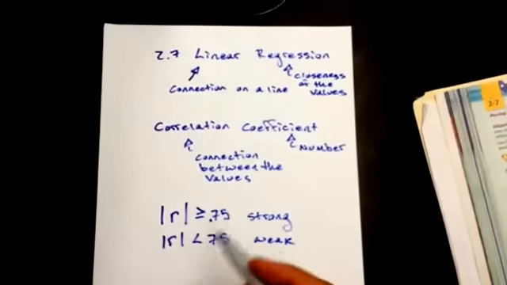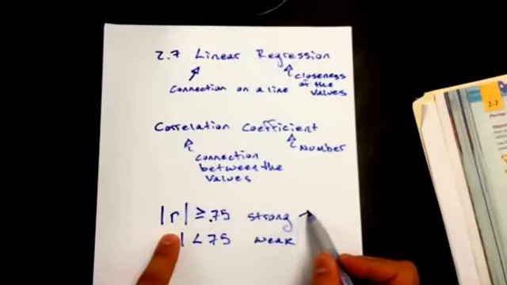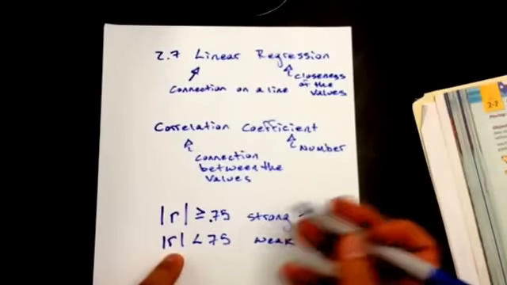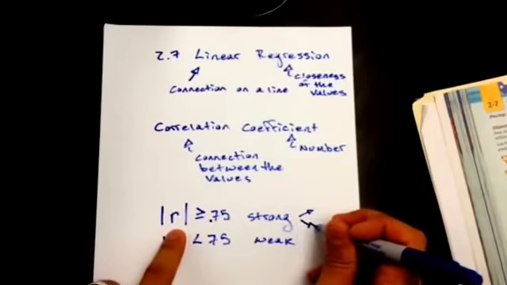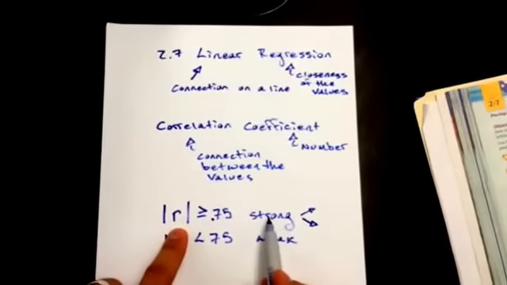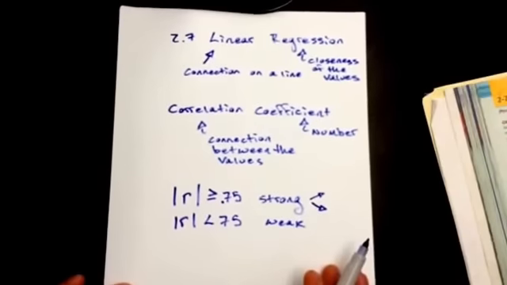If it's less than 75%, we're going to say that it's weak. The reason that I do the absolute value is a positive one means that it's a strong positive, and a negative one means that it's either a strong or a weak negative, okay? So if it tells me negative 0.9, that's strong, it's just a negative correlation, okay?